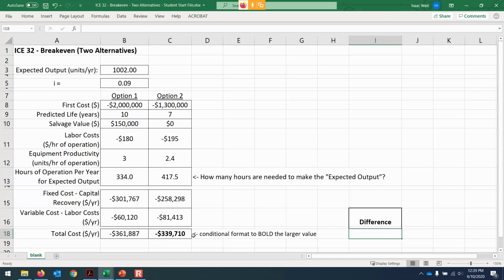What we're looking for is the difference of these to be 0. So in this cell, where it says difference, let's do equals one cost minus the other, and it's going to tell us the difference in cost. And our objective when we do the goal seek is to find the expected output so that the difference is 0. So again, let me pause for a moment and give you some time to do that goal seek and find if you can find the break-even point between alternatives.